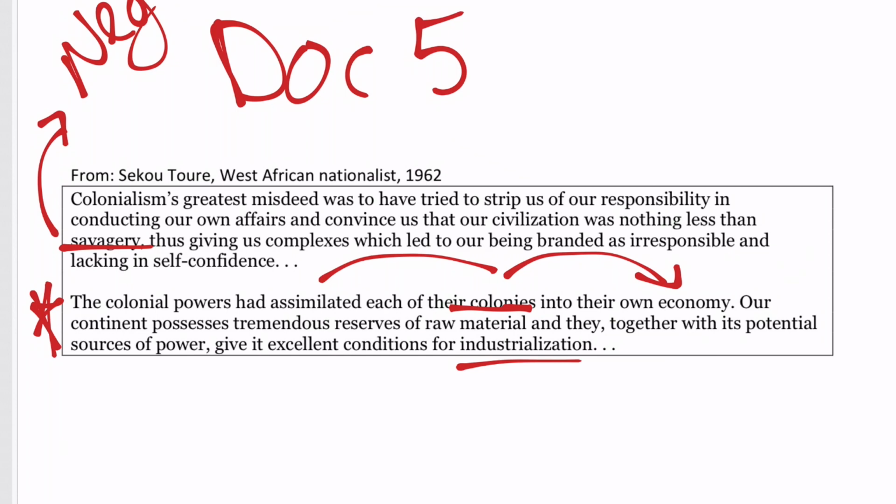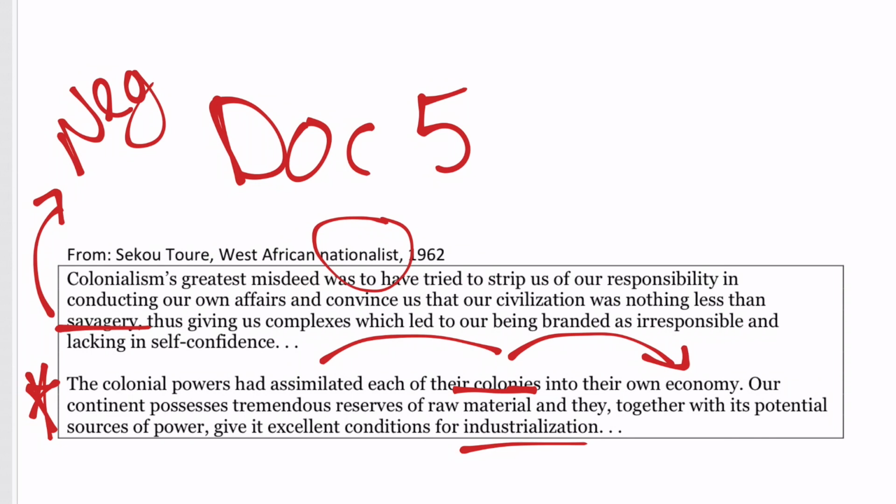Then for point of view, well, who is he? He is African. So his point of view is going to be from an African's perspective, and he believes that Africans would be able to industrialize on their own had they been allowed to do so. Why does he believe this? Well, because he's African, he is a nationalist, and as a nationalist, he believes in nationalism, which means that each African country would govern themselves and be their own entity, not have colonialism. He has a nationalistic outlook.